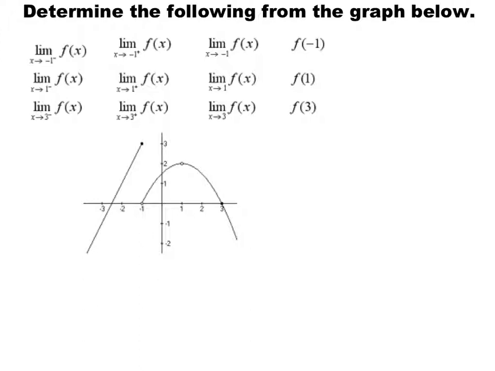The next question is asking us to determine the following from the graph. Limit of x goes to negative 1 from left. When x goes to negative 1, which is here from left, we know that we have to go along this graph here. When we go toward negative 1, the value of the limit becomes 3.